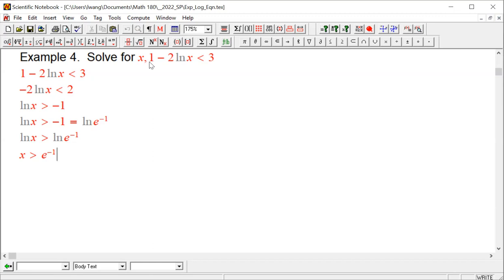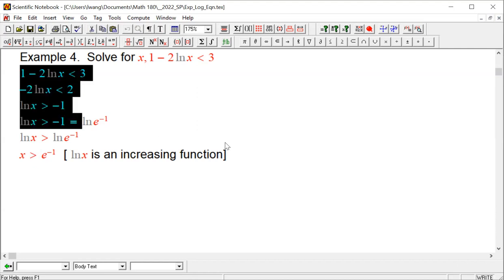Of course, you want to make sure you understand that reason: ln x is an increasing function. If it's a decreasing function, you have to switch the direction of the inequality sign. So you can see that in many cases, working this out algebraically is very easy. But it's also important to understand the function perspective. By this time, you're finished.